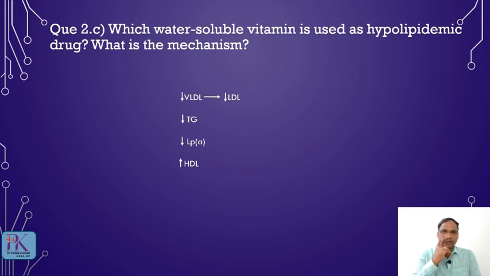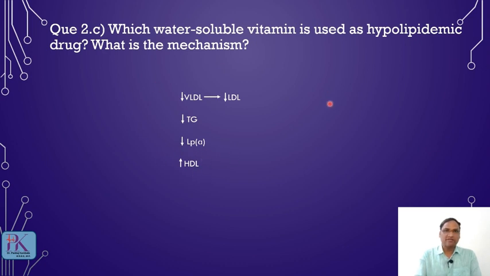So to summarize, what is the mechanism? It decreases VLDL synthesis. So due to decrease in VLDL synthesis, your LDL level gets decreased. And how does VLDL synthesis decrease? Because of decreased mobilization of free fatty acid from adipose tissue. Decreased free fatty acid, decreased TG synthesis, decreased TG content in VLDL, and decreased its synthesis. So decreased VLDL leads to decreased LDL. Other mechanism, by decreasing TG level, it also decreases lipoprotein A level, and it increases HDL level.